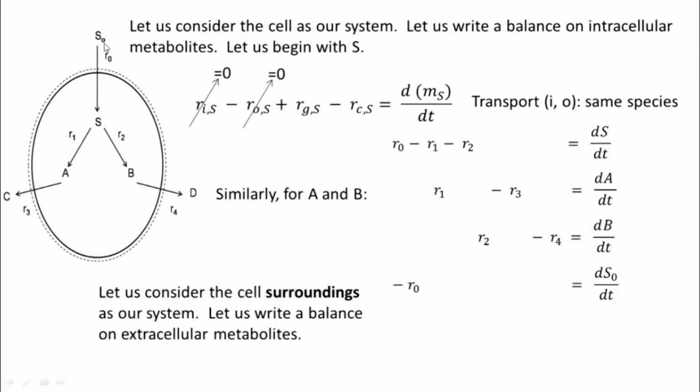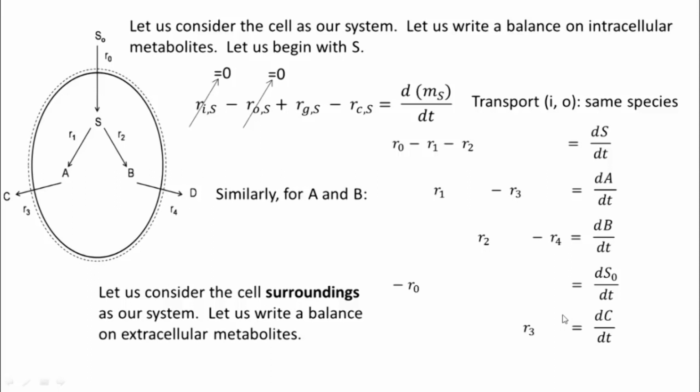first on S0, S0 is getting out of the system here. This is our system now. It's getting out of the system. Therefore, there is no input, but there is an output, and therefore minus R0, which comes from here. It is not being generated, it's not being consumed. So minus R0 is dS0/dt.